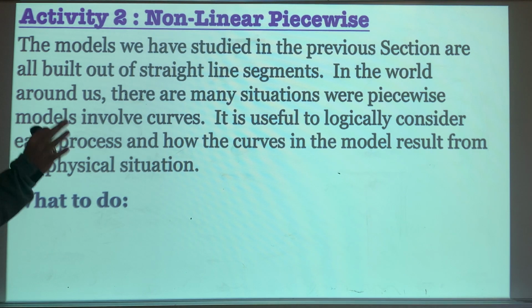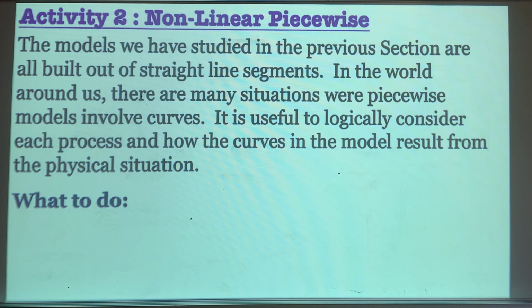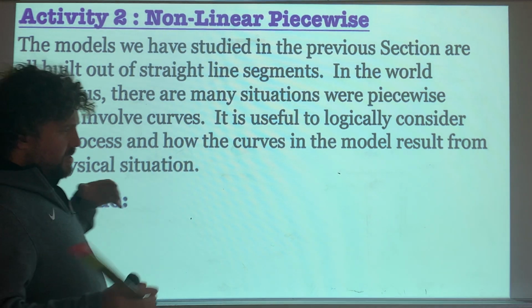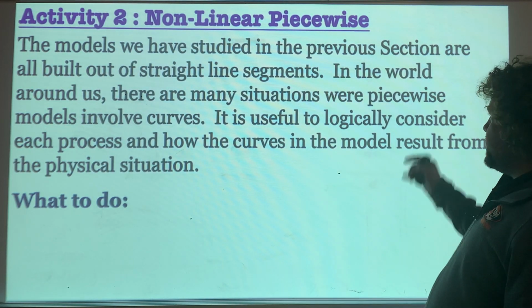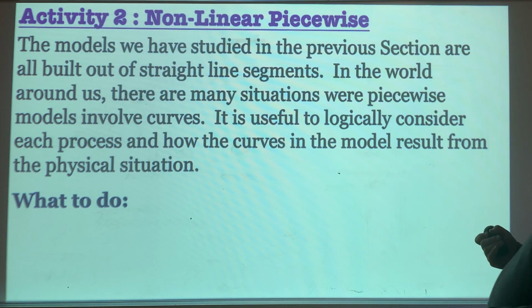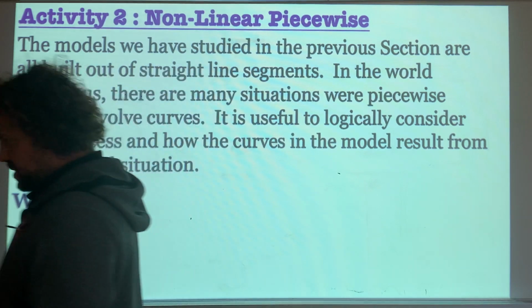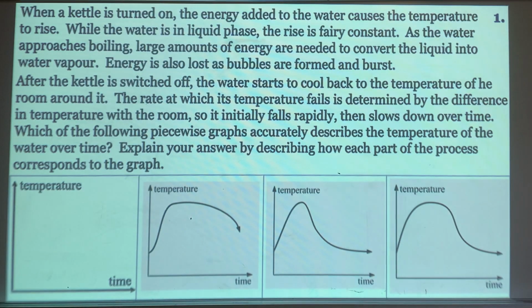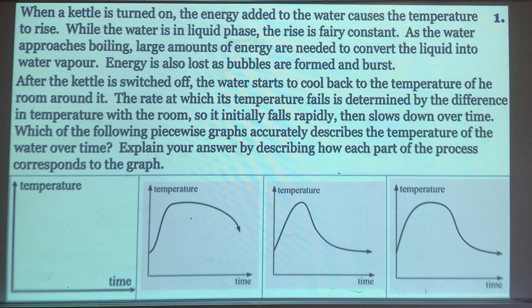What it says is it's the nonlinear, so it's not linear anymore, piecewise equation. The models we have studied in the previous section are built out of straight line segments. In the world around us, though, there's really no situations that use straight lines. There are many situations where piecewise models are involved, but then you have curves on top of that. It's very useful to logically consider each process and then how each of the curves in the model results in a physical situation. So we're not going to get too much into math, though. We're just going to try to figure out which one is the correct answer. So let me read this to you, and then you guys are going to figure it out.